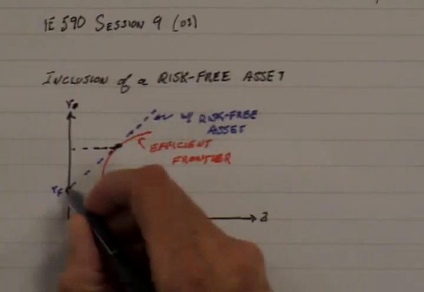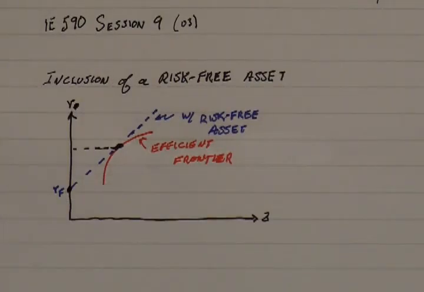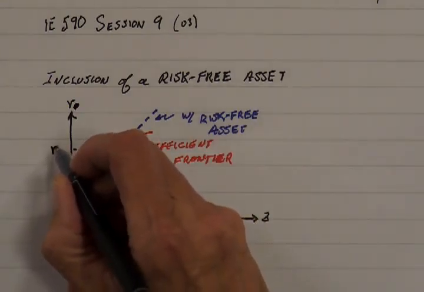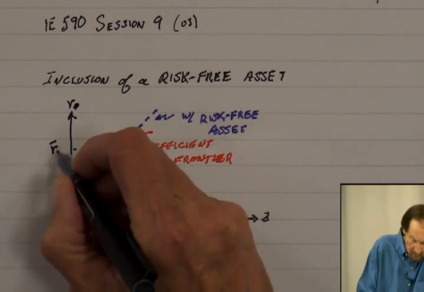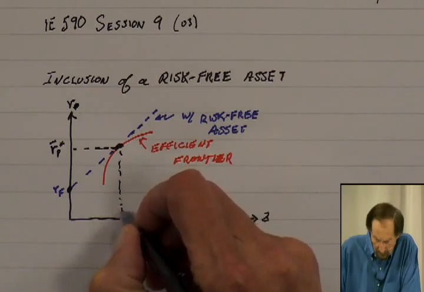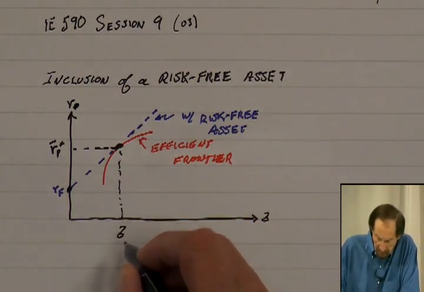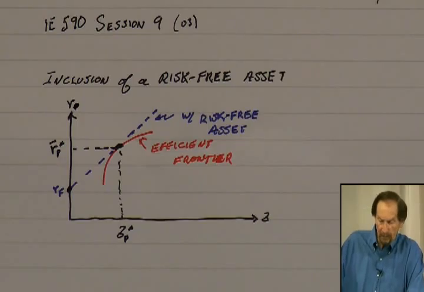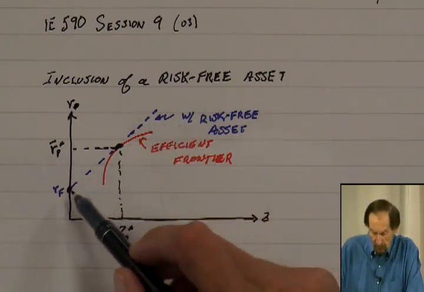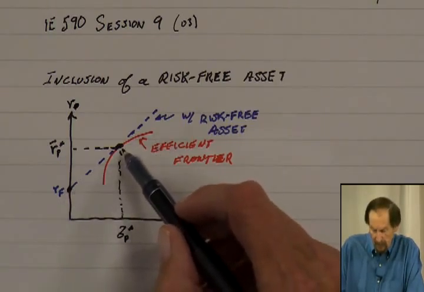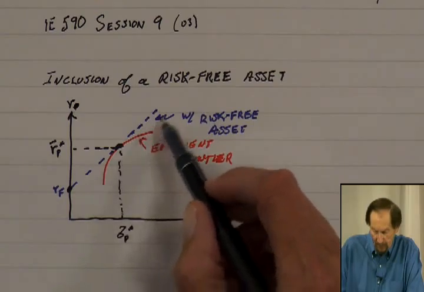And the risk-free asset will have a rate of return of RF here. We're going to call this R bar star P, and this sigma star P. Okay, so if we include a risk-free asset, what do we do? We draw a line from that risk-free asset till it just touches the efficient frontier.